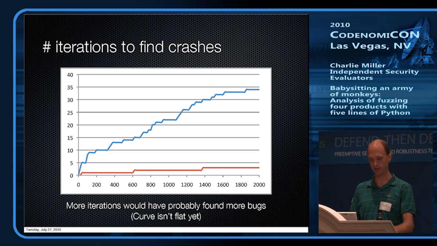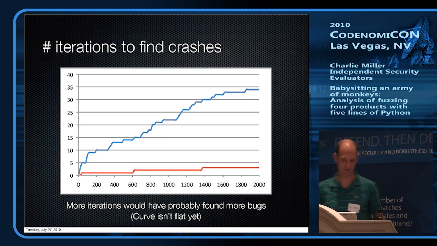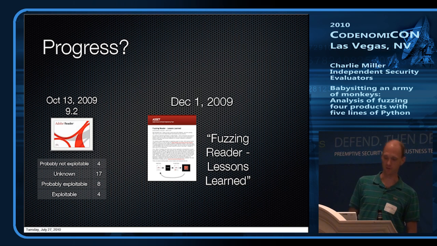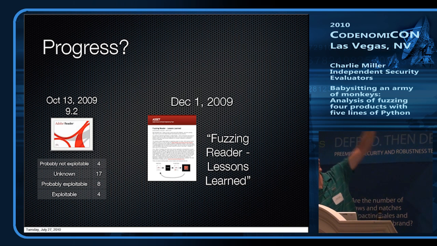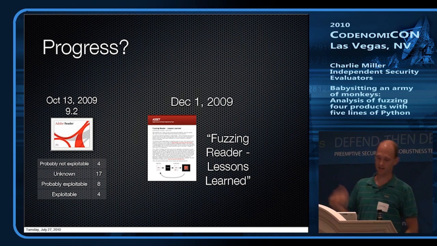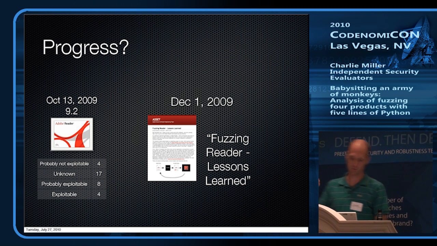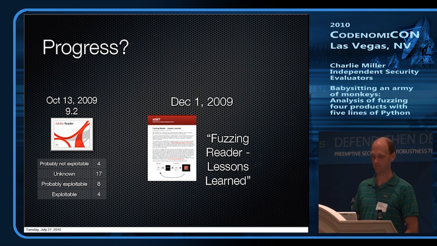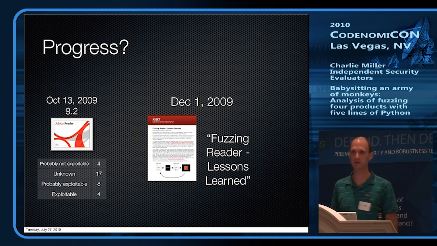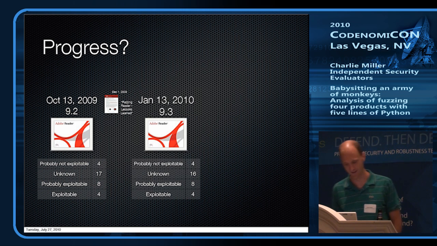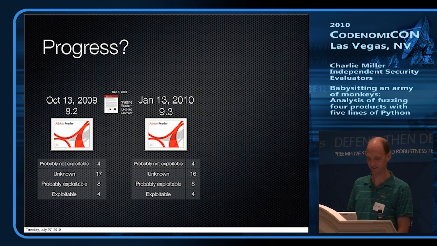All right, and then this is sort of a bad-boys Adobe slide. I started in October, and here are the bugs I found. Then in December, Adobe came out with a post saying they've been fuzzing and have learned lots of things about fuzzing. But then they released a new patch in January, and I thought, oh, they probably found all my bugs. No, it turns out they didn't really find anything. They found one of the unknown ones. So they probably have more lessons to learn still.